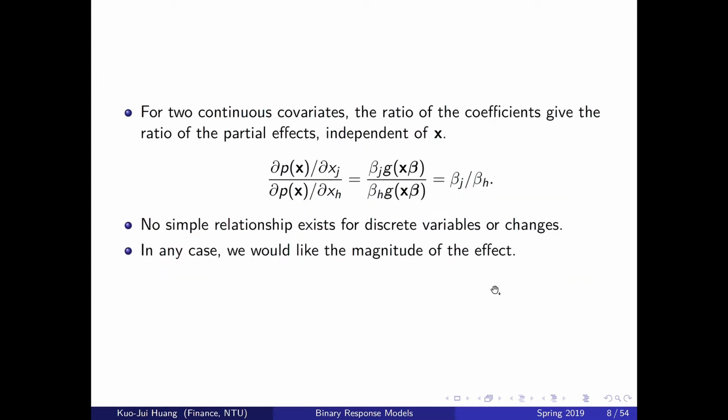If we calculate the ratio of two partial effects directly, then we can get the ratio of two beta coefficients, like this, beta j over beta h. Please note that this term is totally independent of the lowercase g function and x. But in any case, we would like the magnitude of the effects, not just the ratio of the two beta coefficients.